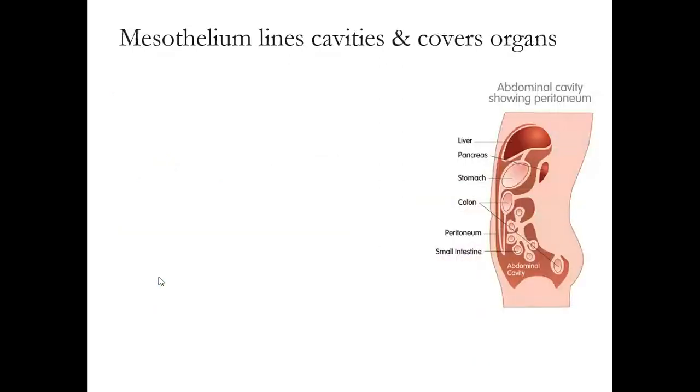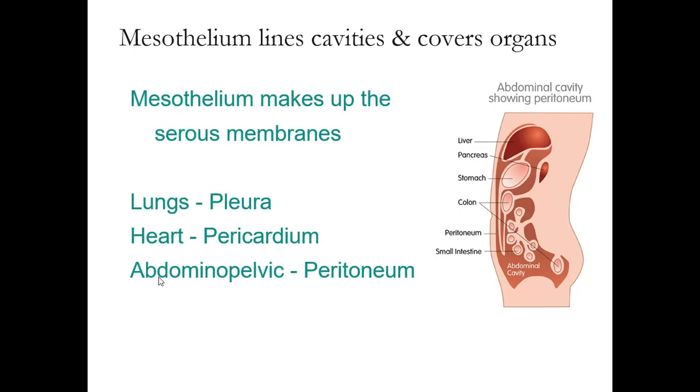Mesothelium, like we said, is like your organ skin. It also lines the cavities. And so it makes up the serous membranes, like we said. So in your lungs, it makes the pleura. In the heart, it makes the pericardium. And it makes the peritoneum down in the abdominopelvic cavity. And so there's a good look at it.